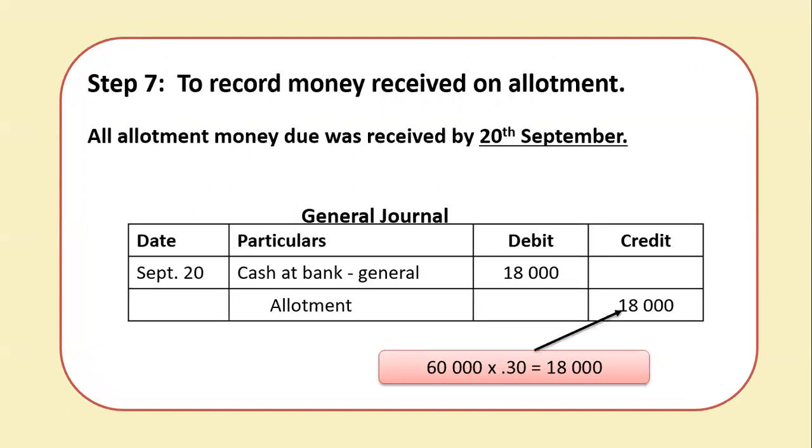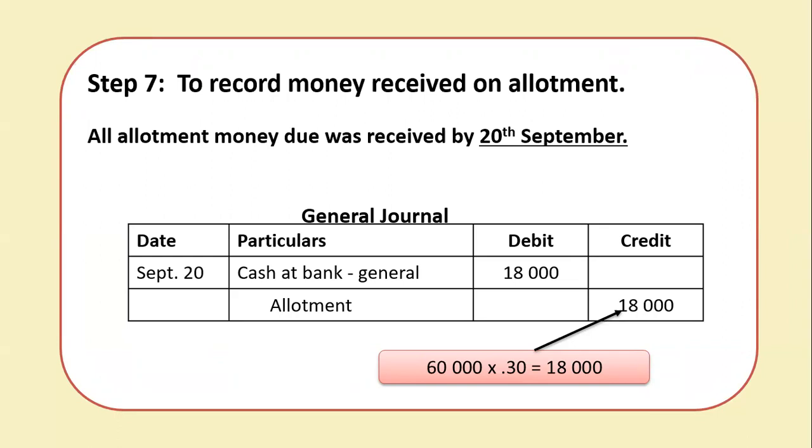In step number 7, that has to be done. So straight after the allotment is due, the transfer has to be done before the allotment money is expected to be received by the company. So the allotment money was received on the 20th of September. So the journal entry will be recorded on that date, the date in which the allotment money was received. So debit cash at bank general, and credit allotment.